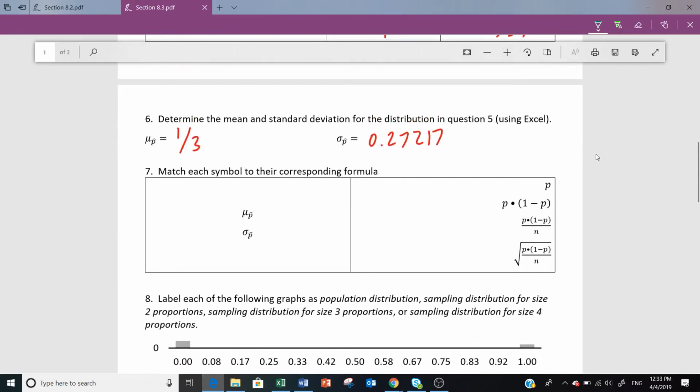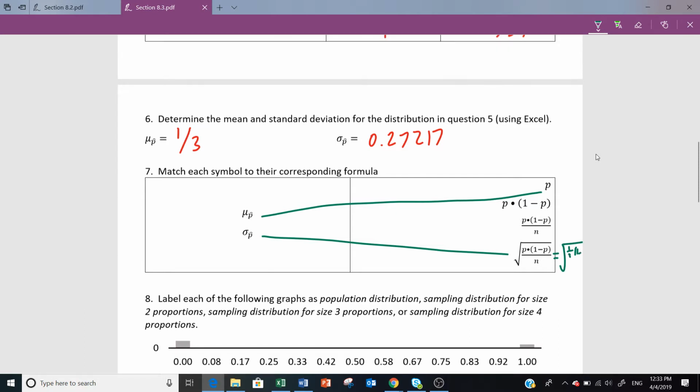Okay, next, this one. We found this one, and this one happens to be this one here. Plug in 1/3 and see if you get the right answer. So if you have 1/3 times 1 minus 1/3, let's plug it in over here. This should be 1/3 times 1 minus 1/3 over blank. Plug that in to see if you get 0.27217.